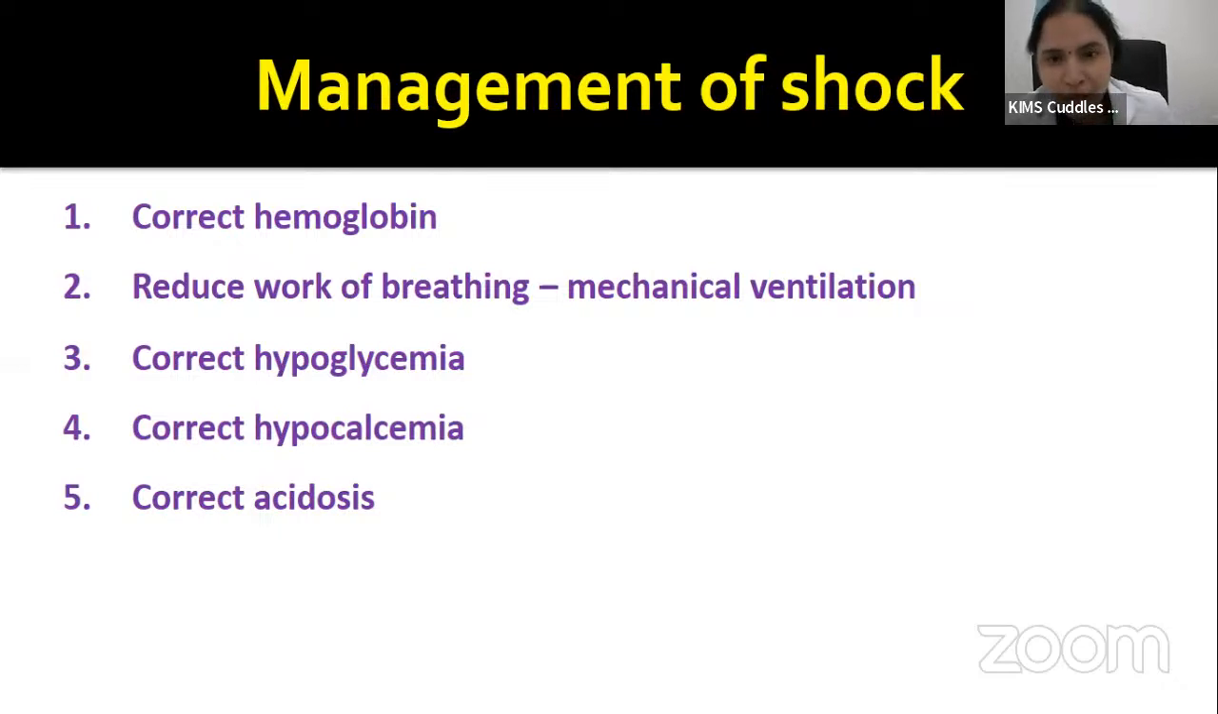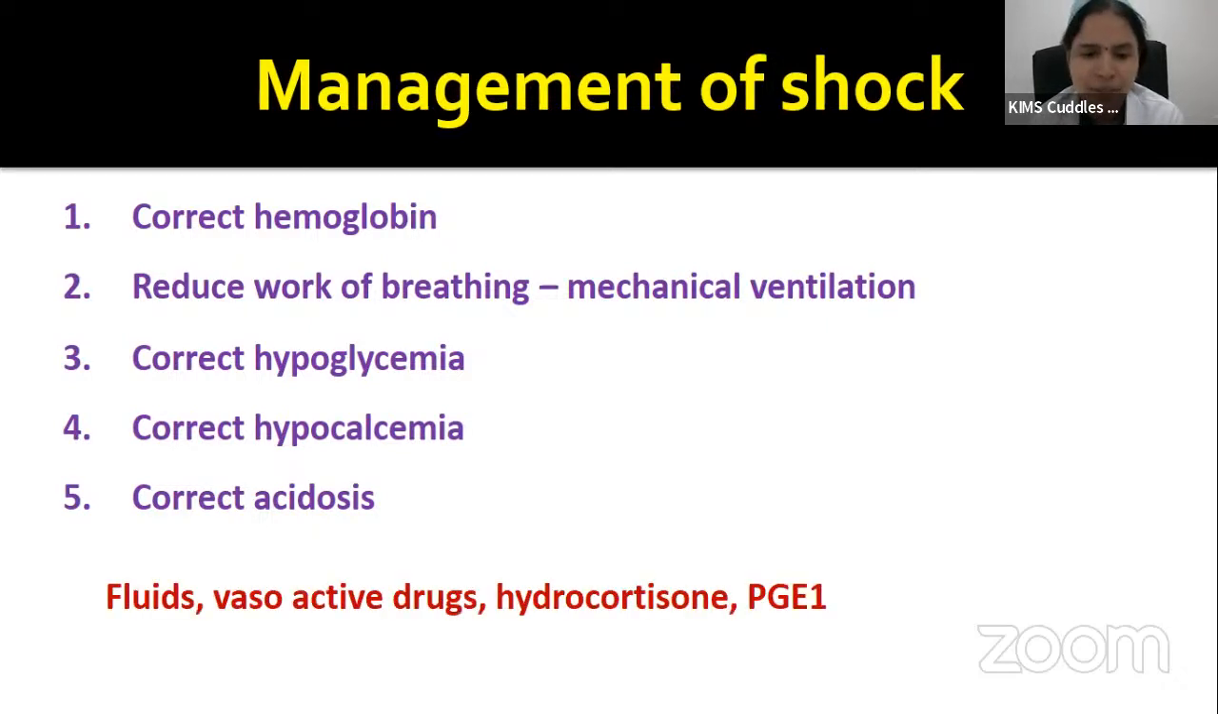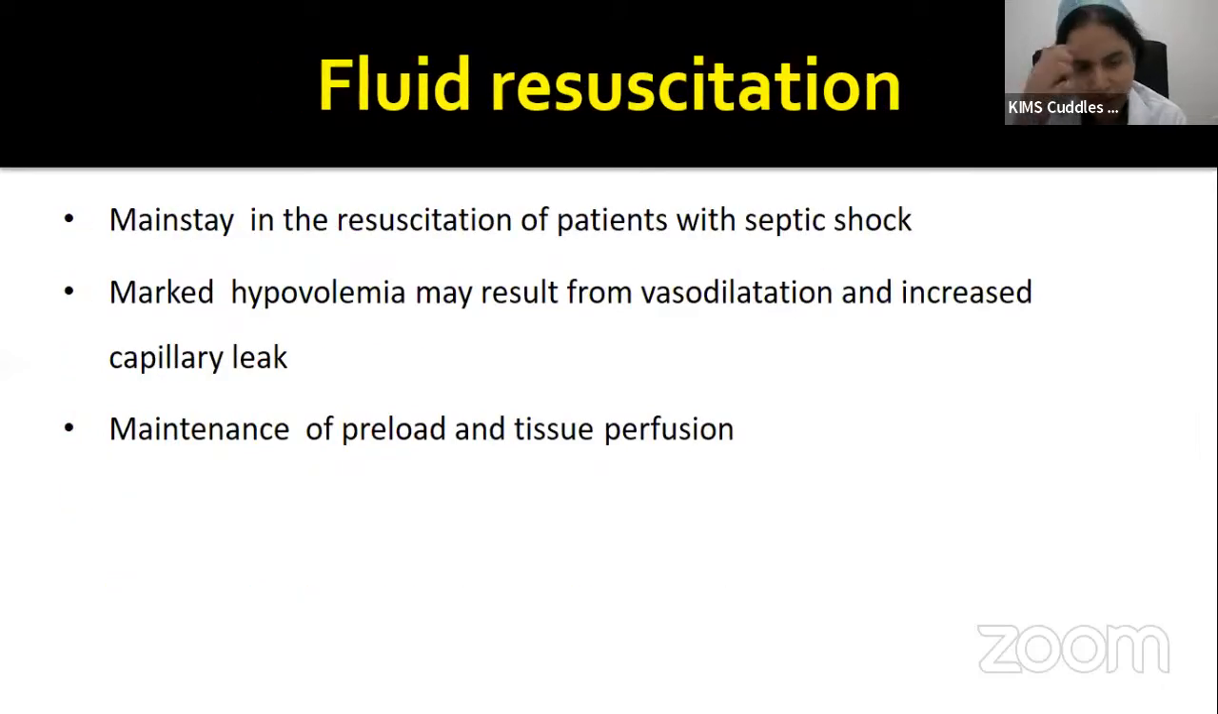Now we'll move on to the discussion on management of shock. Management of shock always includes overall correction of hemoglobin, which is useful for oxygen delivery, and then reducing the work of breathing by giving the baby optimal respiratory support. Usually for a baby with significant hemodynamic instability, mechanical ventilation is preferable over CPAP. It also includes correcting comorbidities like hypoglycemia, hypocalcemia, and metabolic acidosis, and then the optimal use of fluid replacement, vasoactive drugs, hydrocortisone, and prostaglandin in some special scenarios.